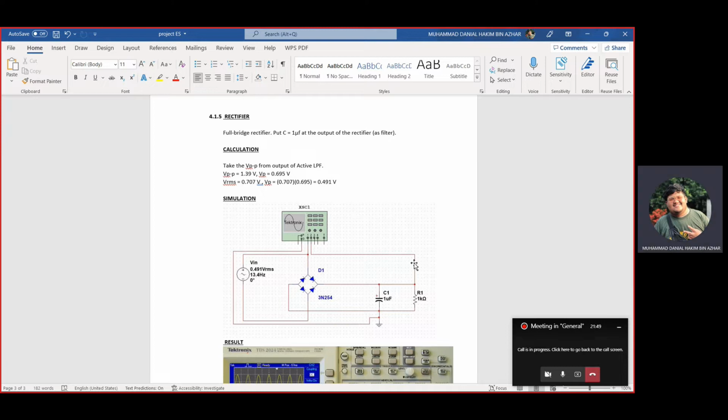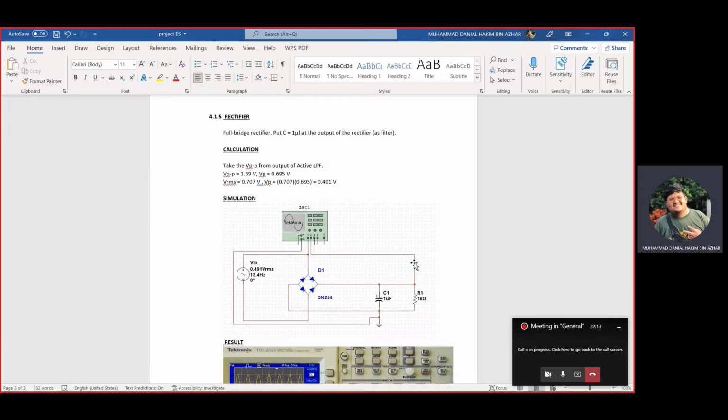For this part, I have done the rectifier part, a full bridge rectifier. Let's say I put C as 1 uF at the output of the rectifier as a filter. So for the calculation, I take the VBP from the output of the active LPF.